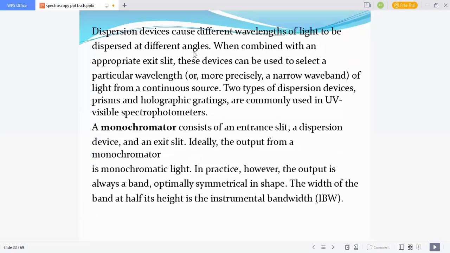Move to next slide. Dispersion devices cause different wavelengths of light to be dispersed at different angles. When combined with an appropriate exit slit, these devices can be used to select a particular wavelength, or more precisely a narrow band of light, from a continuous source. Two types of dispersion devices, prisms and holographic gratings, are commonly used in UV visible spectrophotometers and monochromators. With an entrance slit, dispersion device and an exit slit, ideally the output from a monochromator is monochromatic light. In practice, however, the output is always a band of light, ideally symmetrical in shape. The width of the band at half its height is the instrumental bandwidth.